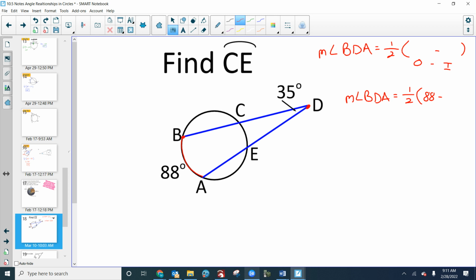What's the inner arc? We don't know. Let's call it X. Do you agree it's going to be 88 minus X inside the parentheses? So where's that 35 going to go? Well, this one's a little tricky because you're not finding the outside angle. You're actually finding one of the arcs.